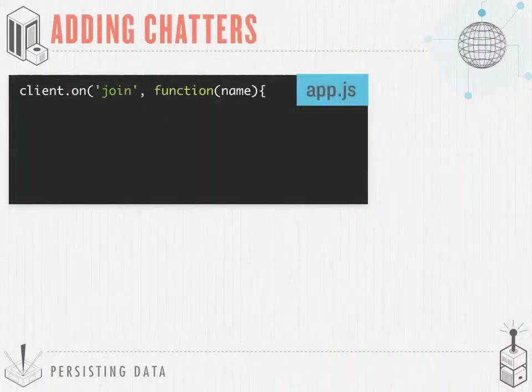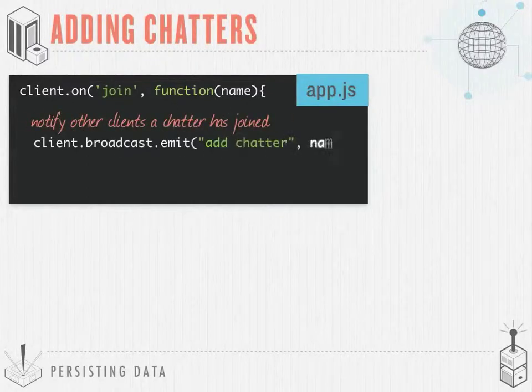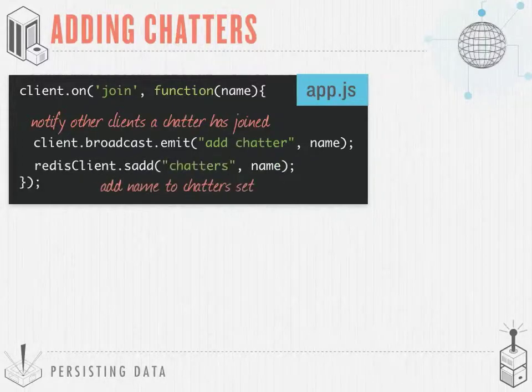When a client joins, we're going to do 2 new things. First, we want to notify all the other clients that a new chatter has just joined the chat. We also want to use the Redis client library to add the person's name to the chatter set.